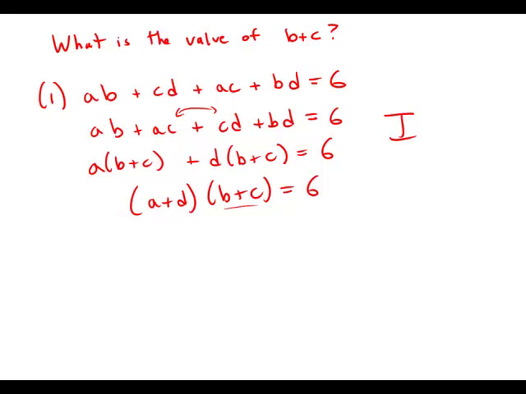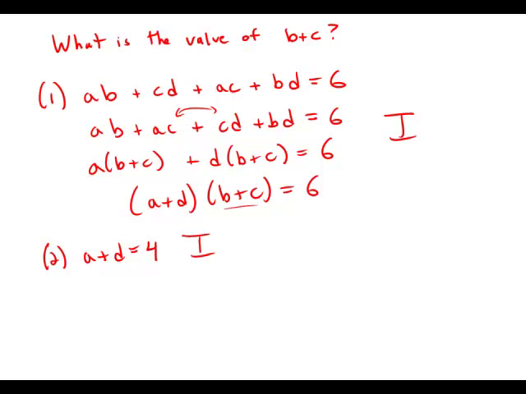So now here's the really hard thing. We have to forget entirely about all the work we did in statement number 1. Statement number 1 does not exist anymore. Statement number 2 comes along and just tells us A plus D equals 4. Well, that by itself tells us nothing about B plus C. So that by itself is insufficient.